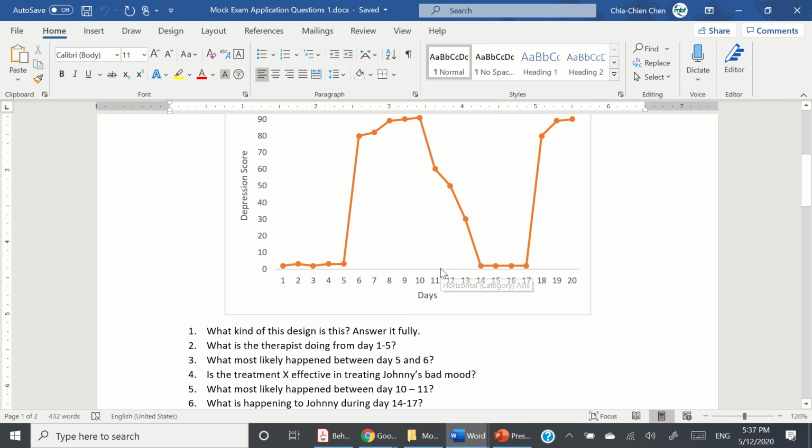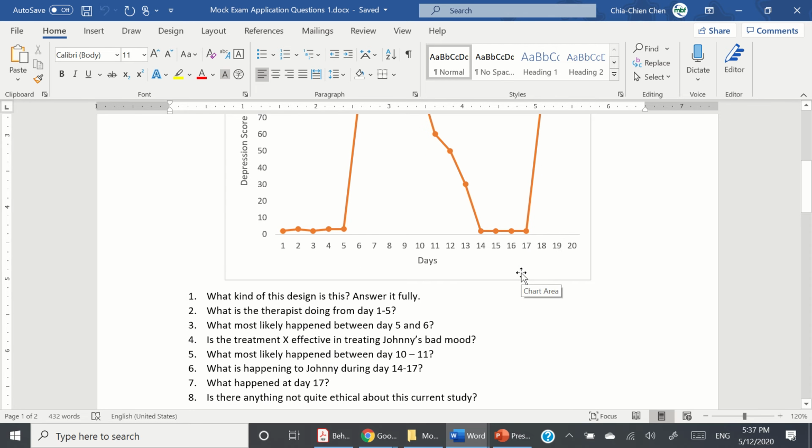Number six, what is happening to Johnny during day 14 and day 17? He is really experiencing something very unhappy due to the withdrawal of the treatment X.